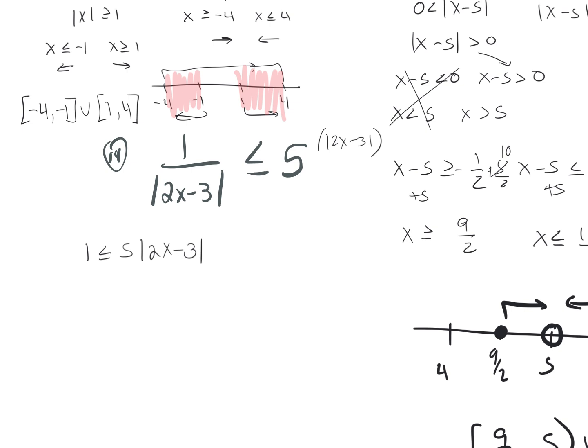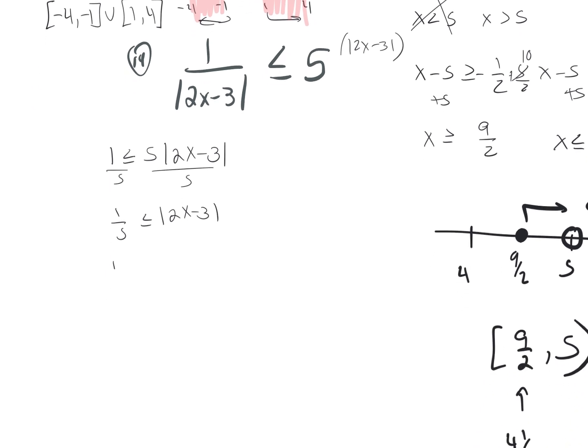But since we want the absolute value to be by itself, I'm going to actually just go ahead and divide by 5 on both sides. And I get 1/5 is less than or equal to the absolute value of 2x minus 3. I'll rewrite it with the x on the left side as I prefer. If you'd like to keep it on the right, that is fine too. I just personally prefer to write it on the left.